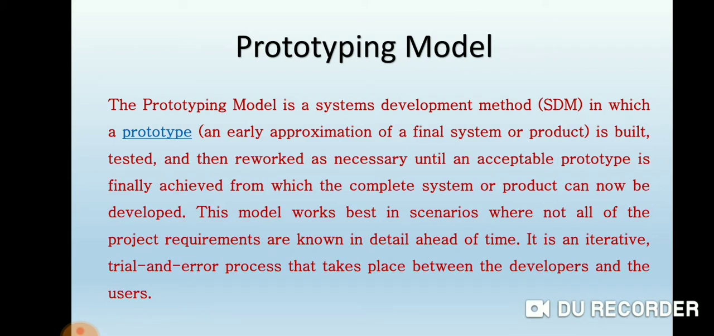The prototyping model is a systems development method in which a prototype is built, tested, and then reworked as necessary until an acceptable prototype is finally achieved, from which the complete system or product can now be developed. This model works best in scenarios where not all of the project requirements are known in detail ahead of time. It is an iterative trial and error process that takes place between the developers and the users.